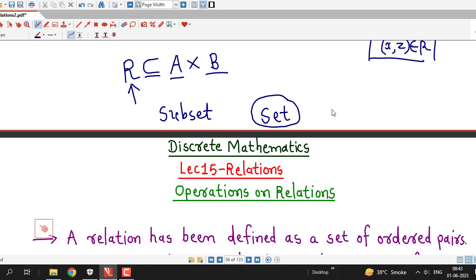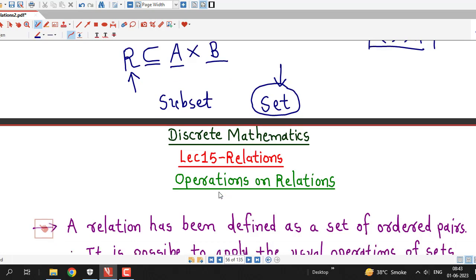For example, we know how to take the union of two sets, intersection of sets, complement of a set, difference of sets, symmetric difference of sets, etc. Because relations are sets, we can apply all the operations on sets which we have discussed in the unit of set theory. Here we are going to combine relations using different operations, and we will discuss problems which involve operations on relations.